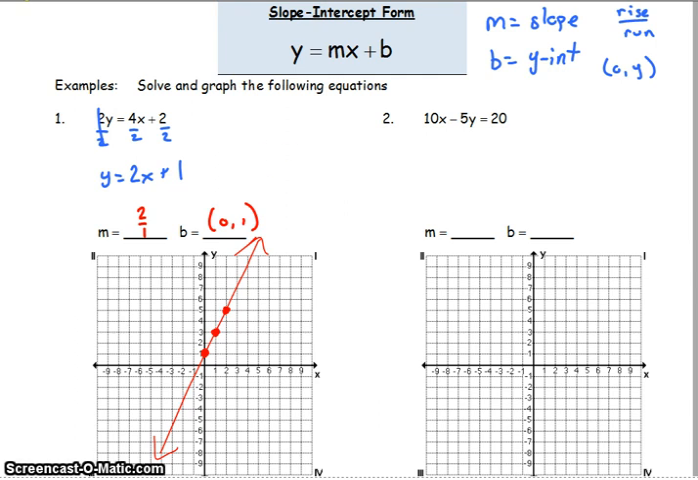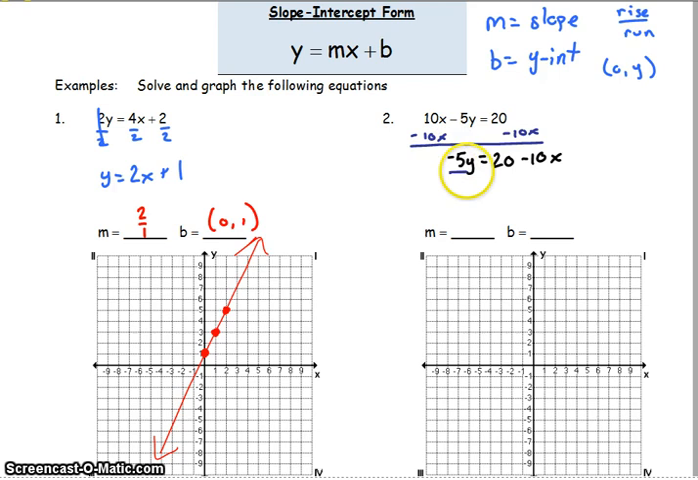Okay, problem number 2. Just like up above, number 3, I have to move my x term before I can do anything else here. So I subtract 10x from both sides. That gives me negative 5y though, so always make sure you're careful with your signs. Equals 20 minus 10x.